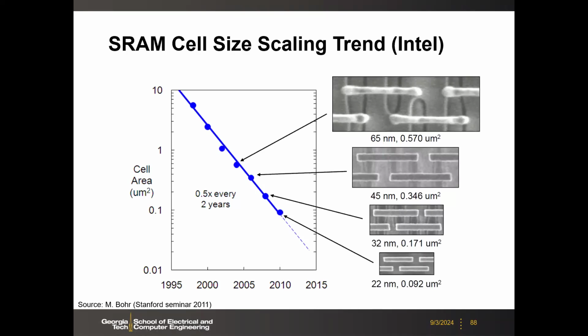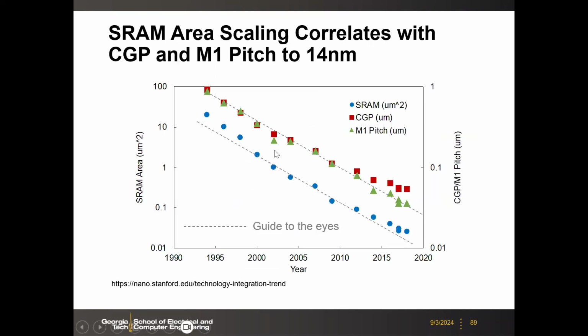This is the good time for the SRAM scaling. And then even if we extend the plot to 14 nanometer, this trend will be maintained. So here you are looking at SRAM cell size, which is the blue dot, in the unit of micrometer square, on the left axis.